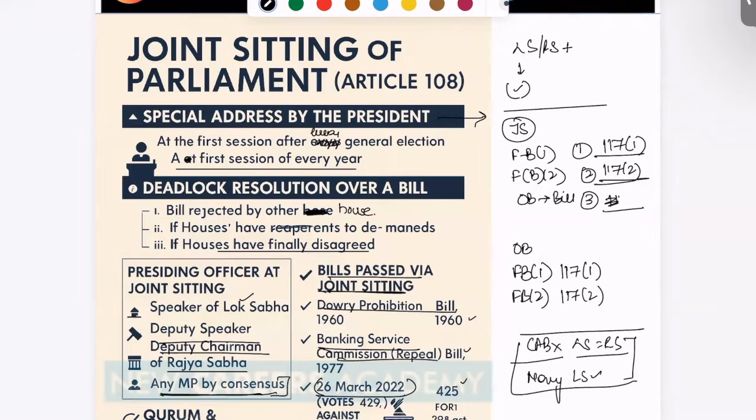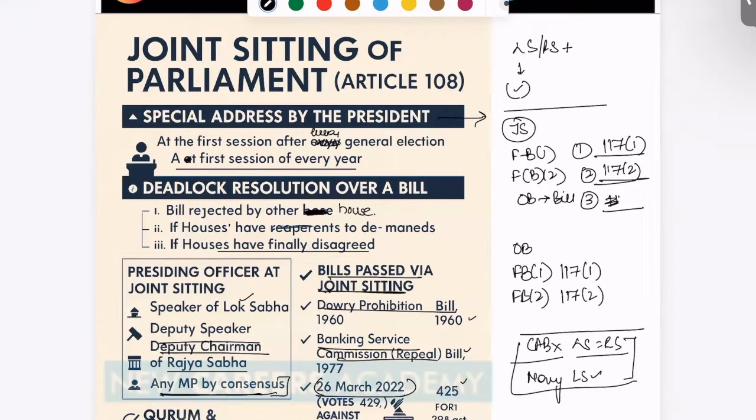Is it clear? Understand joint session. Joint session happens in Article 108 under which three conditions, which three bills? Ordinary bill, Financial Bill 1, Financial Bill 2. Ordinary bill, which is joint session, Article 108, who presides? Speaker. Speaker is not there, Deputy Speaker. If Deputy Speaker is not there, Deputy Chairman. If Deputy Chairman is not there, any person appointed by both the houses.